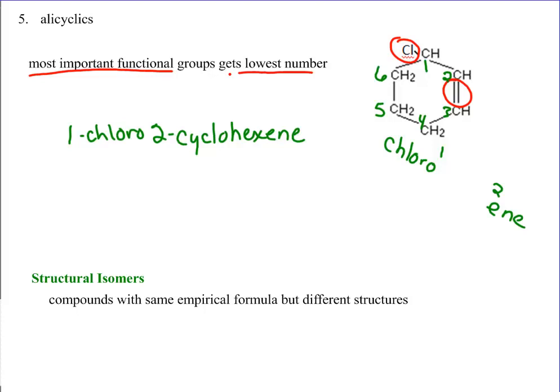That means the chlorine is on carbon 1 in the ring. The second carbon in the ring is where the double bond starts. And when you name double bonds, you always name the lower of the 2 carbons as the identifier.